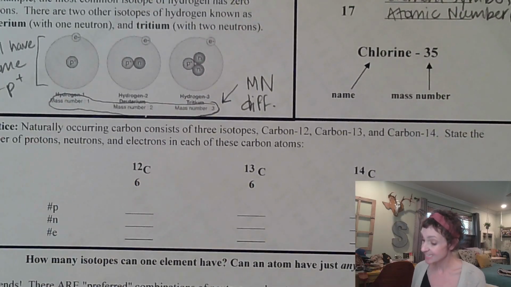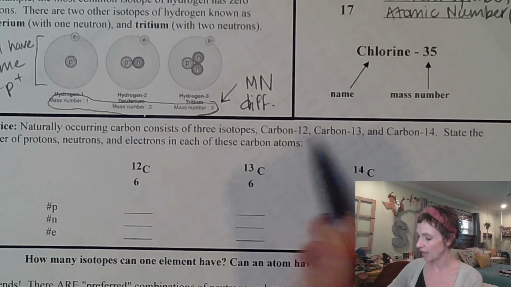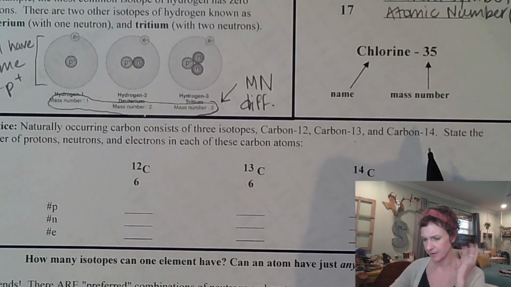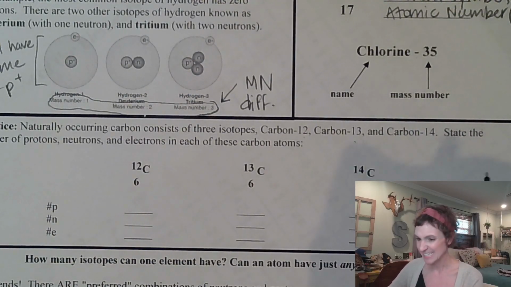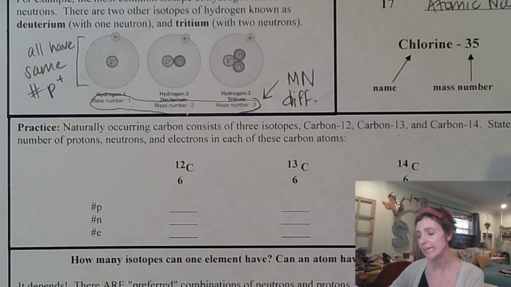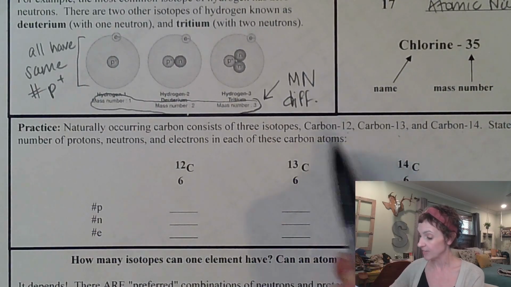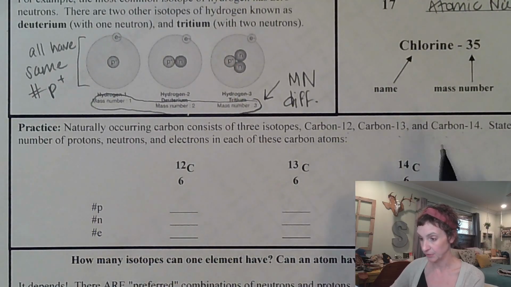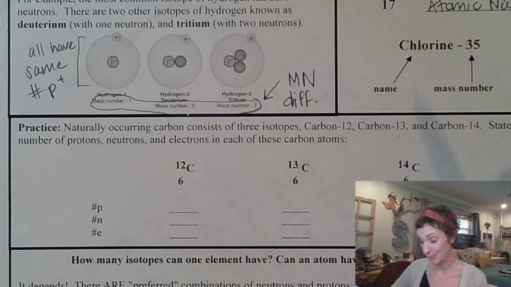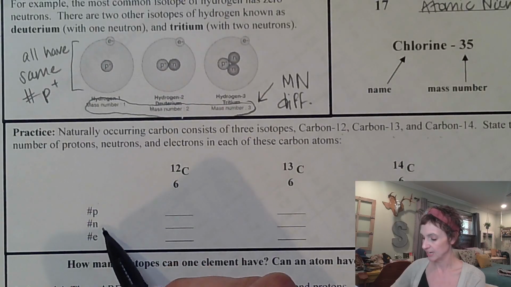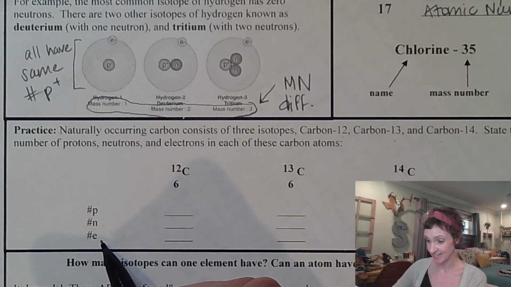Okay, cool. So it says naturally occurring carbon consists of 3 isotopes. We have carbon 12, carbon 13, and carbon 14. Once again, that number at the end is the mass number, the things in the nucleus, protons and neutrons. It says state the number of protons, neutrons, and electrons in each of these carbon atoms. So I've given you the isotope notations, and now I've turned it into these symbol notations. I can get the same information from both forms, but as a review, let's see if we can count the number of protons, neutrons, and electrons from all of these examples.